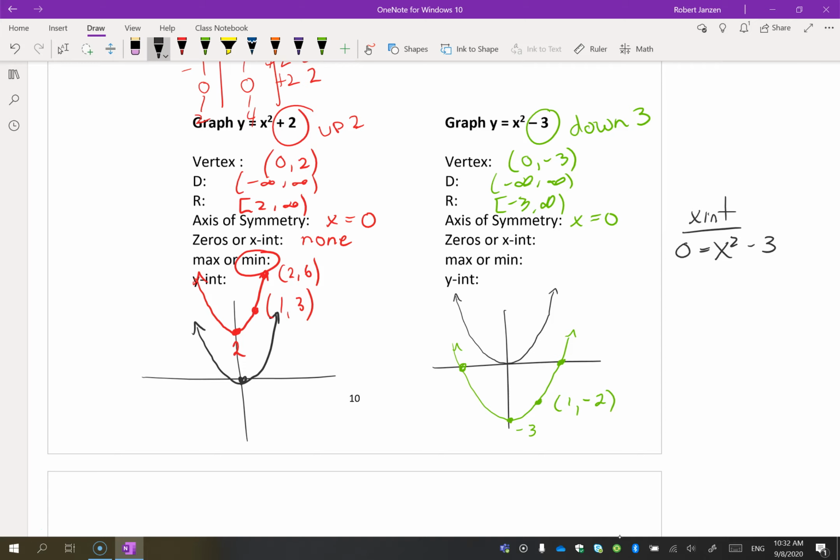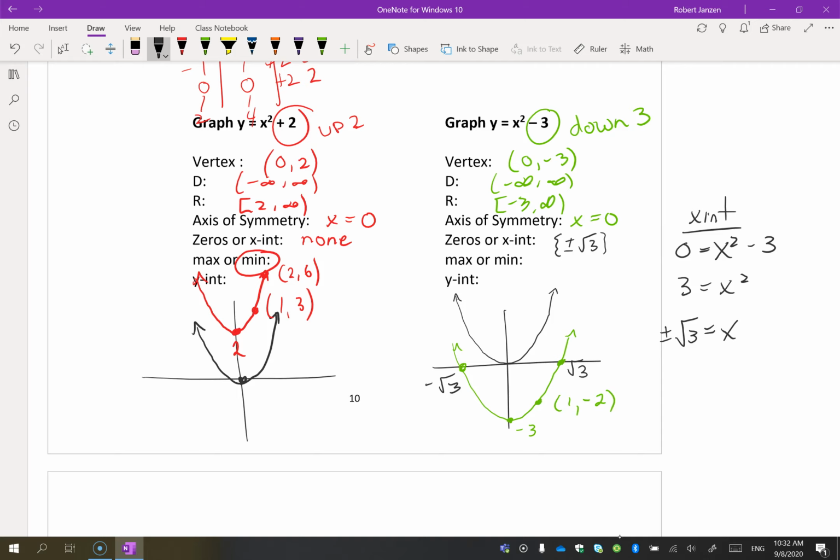Okay, and do you see this one? If we bring the 3 over to the other side, and if I take the square root, I'm going to get plus or minus the root of 3. And in fact, that's what these points are. Here is root 3, and here is negative root 3. So I get plus or minus root 3.